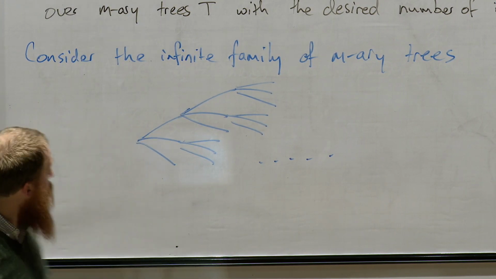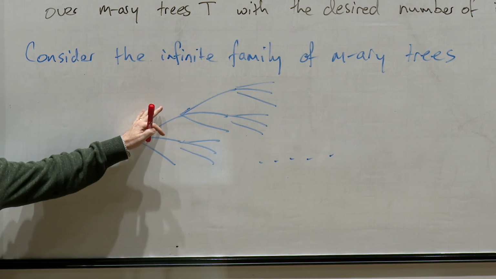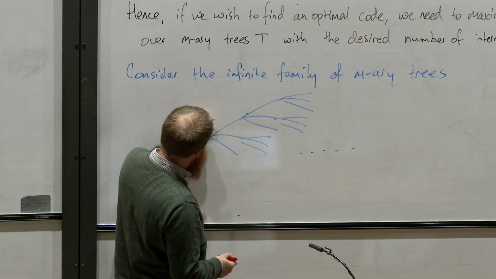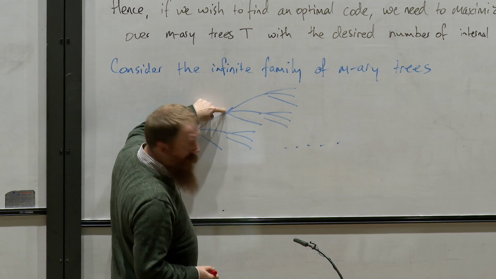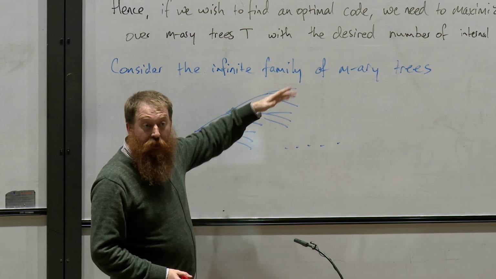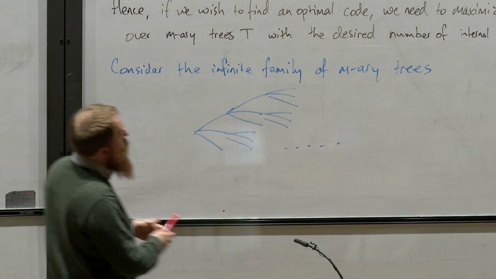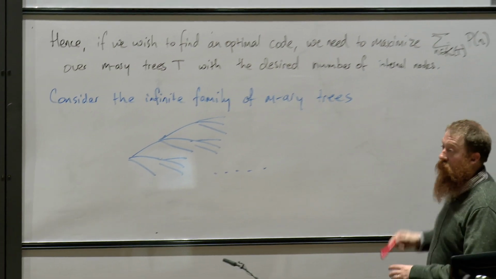Each of these would have a probability associated with it. I can compute it for a string by going through A, B, C. I'd get a probability on every internal node. I'm just trying to maximize this probability.